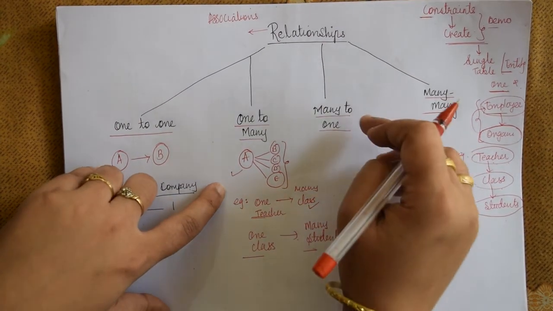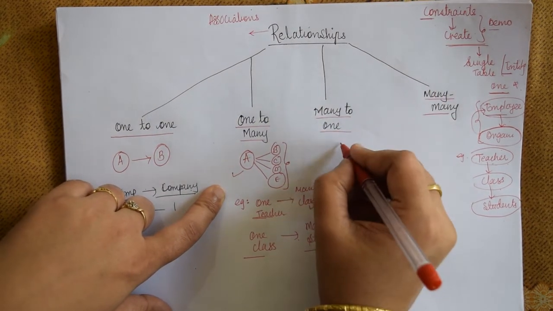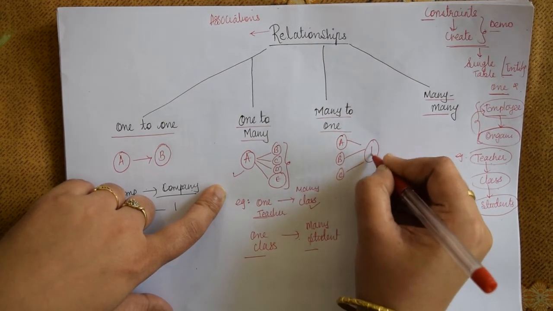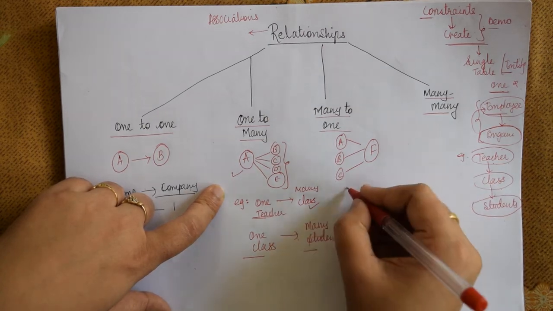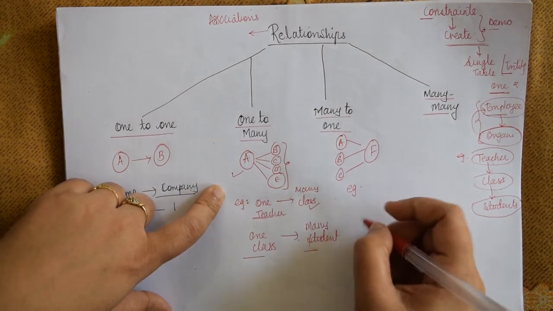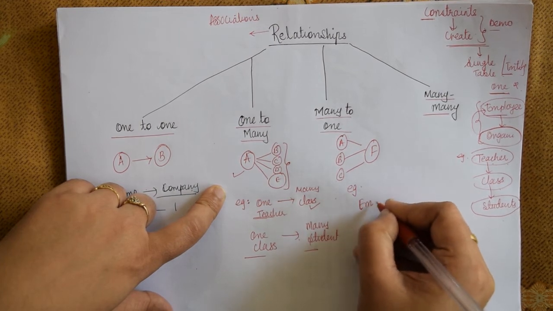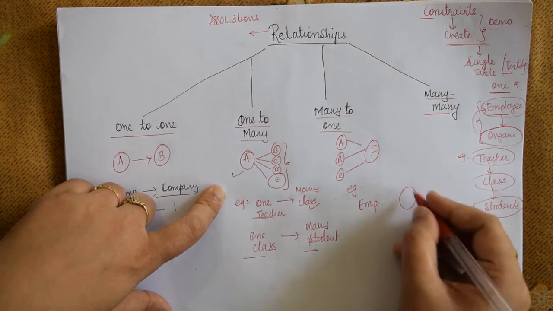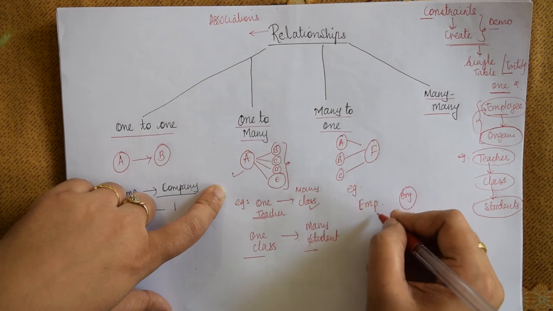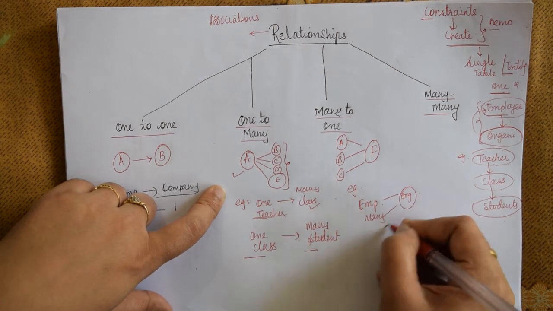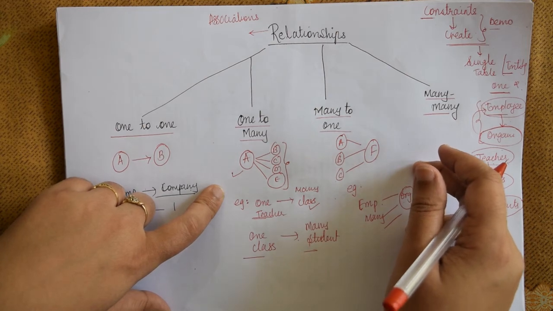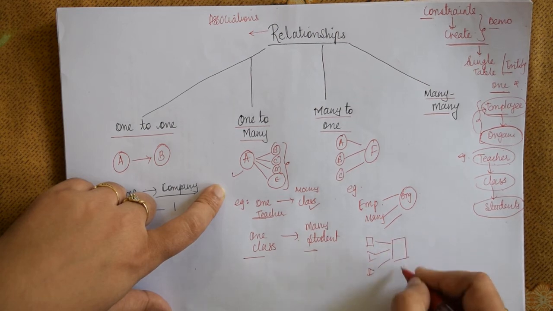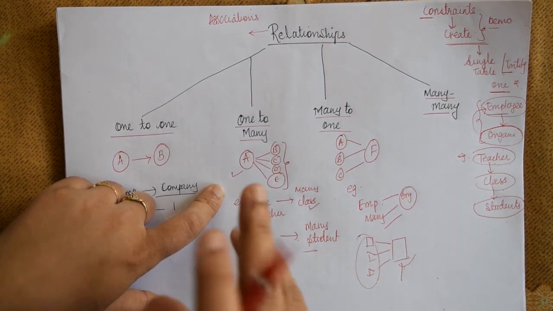Next is the many to one relation. Many entities belong to a single entity. For example, we can take employees. Many employees work in a single organization. Many employees work in a single organization, many to one. Many devices are connected to a single Wi-Fi device, a many to one relation, understood.